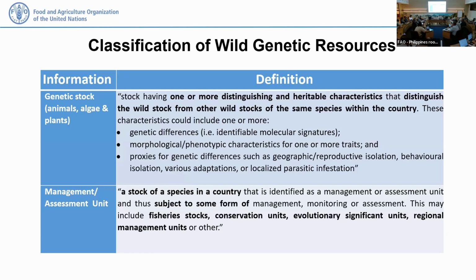These characteristics could be genetic differences, but that usually requires some research to have been carried out to actually do a genetic analysis of those, looking at molecular signatures. But it can also include distinct morphological and phenotypic characteristics, such as cyst size, growth rates, etc. And then it could also have proxies for genetic differences, such as geographic and reproductive isolation.